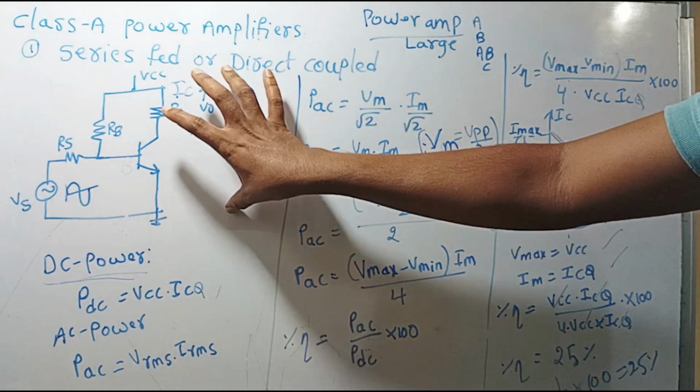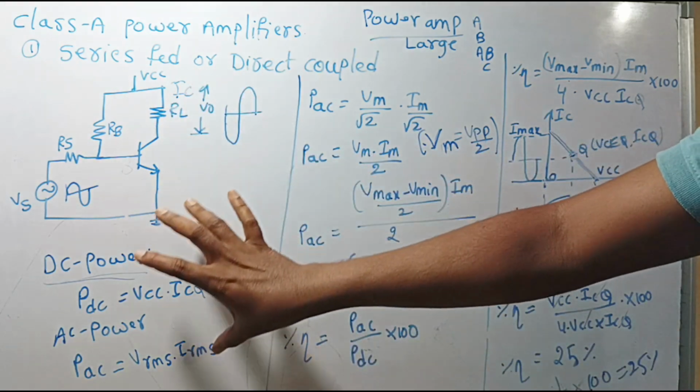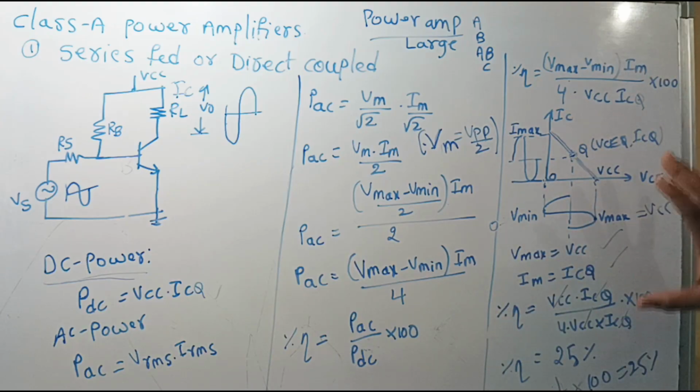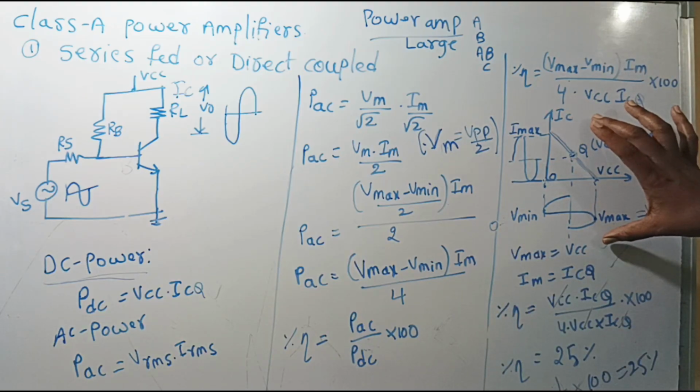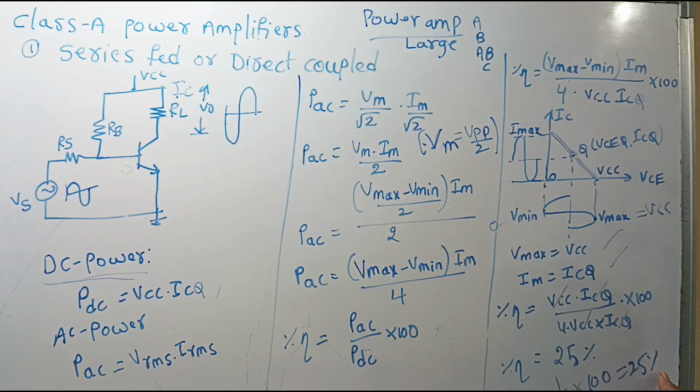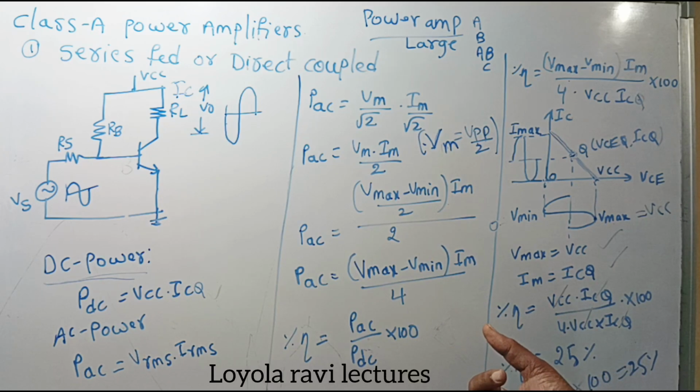First you write the circuit diagram, then find out the DC power and AC power, then later you find the efficiency from the DC load line or from the Q point. This is the efficiency, 25%. The drawback in the series fed Class A power amplifier is less efficiency. 25% is a very low value. This can be overcome by another Class A power amplifier, that is the transformer coupled Class A power amplifier. That we'll see in the next class.